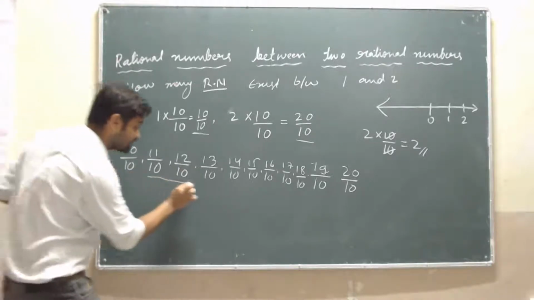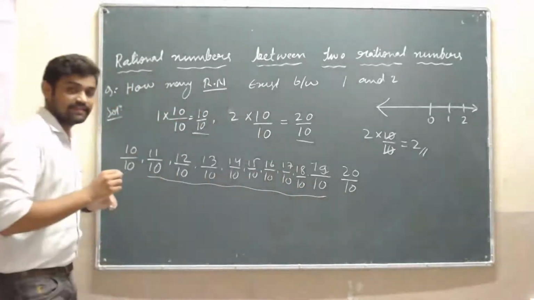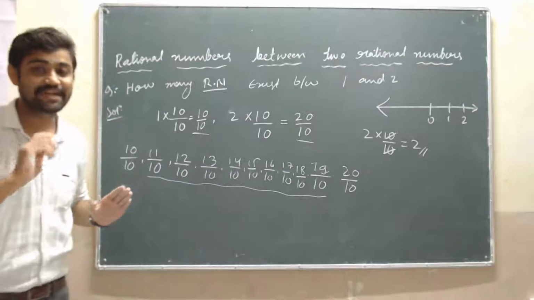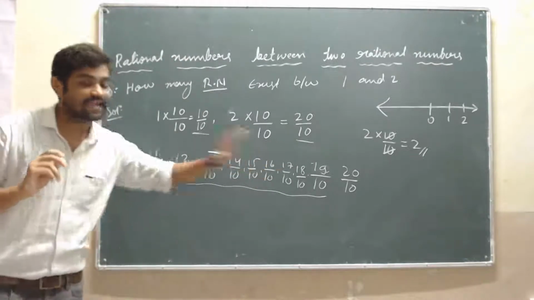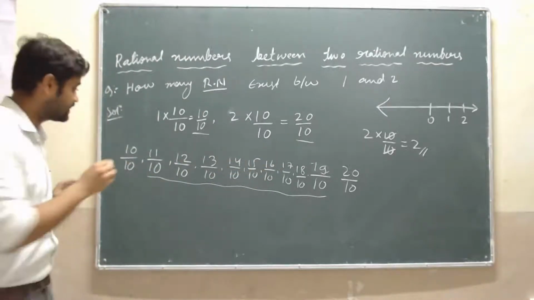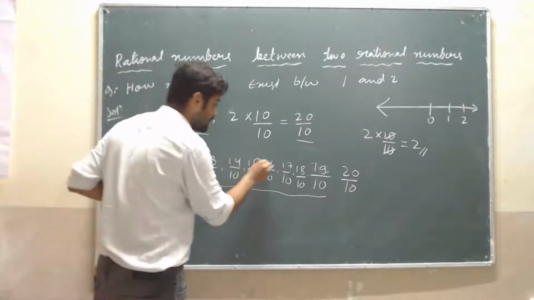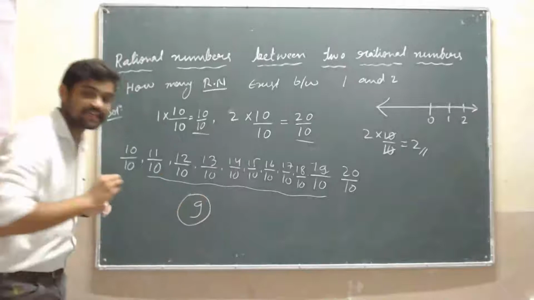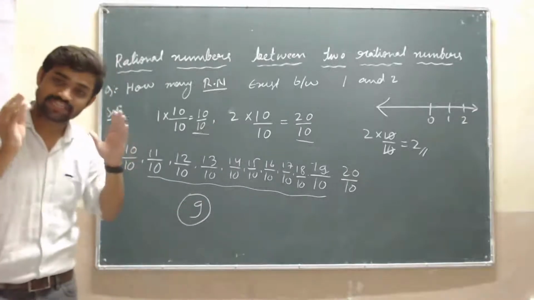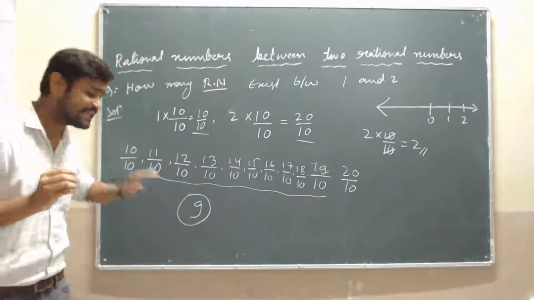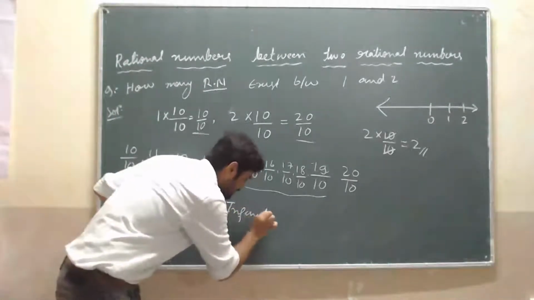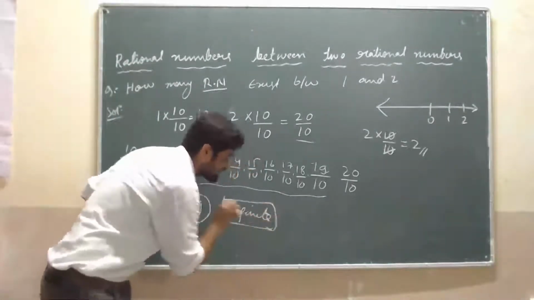See here, I have written all these, that is 11 by 10 to 19 by 10. Then how many rational numbers will exist between 10 by 10 and 20 by 10? That is 1, 2, 3, 4, 5, 6, 7, 8, 9. Whether 9 is the correct answer? No, sir. Still no. Why? Because there are infinite rational numbers.